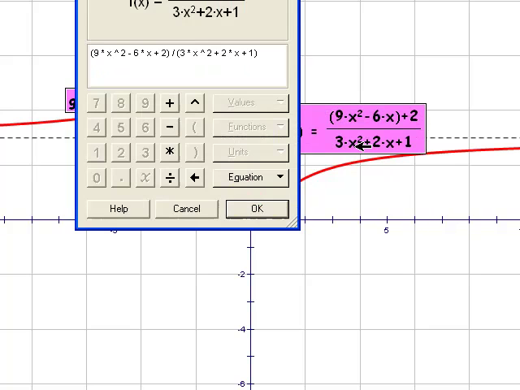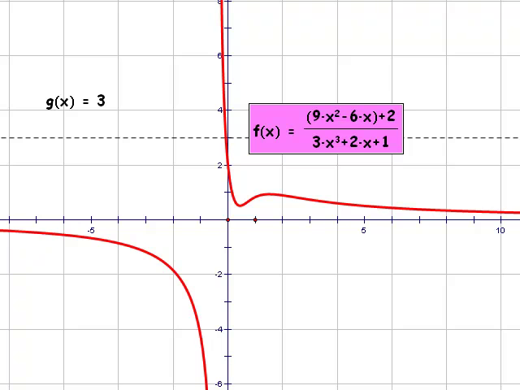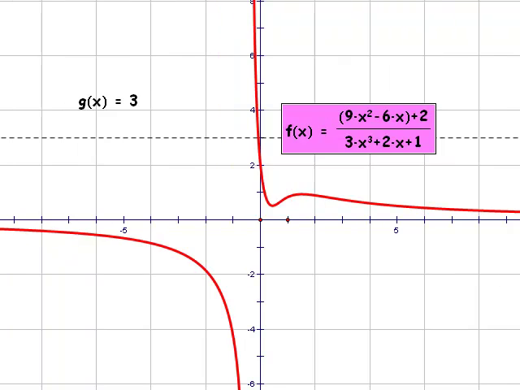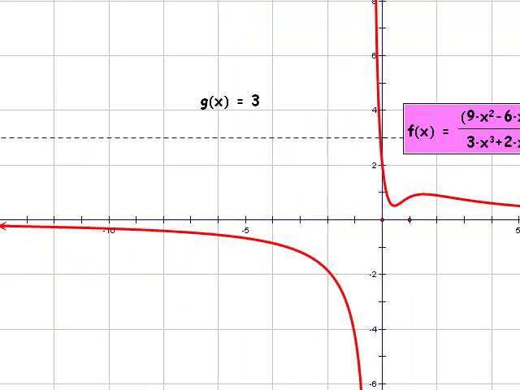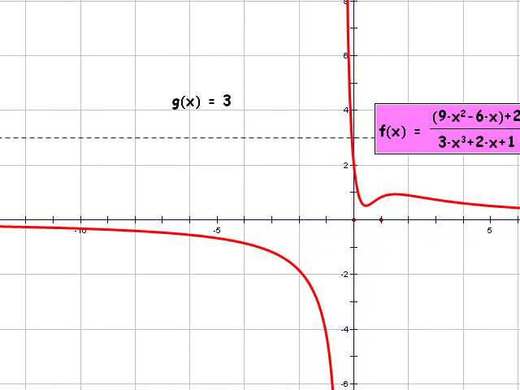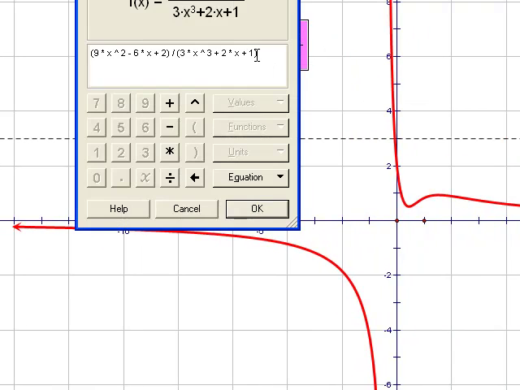Okay, what happens if they're a different degree? I'm going to change this to a cubed on the bottom. Well, I do have an asymptote in this direction, which is the x-axis, and in this direction, which is also the x-axis.